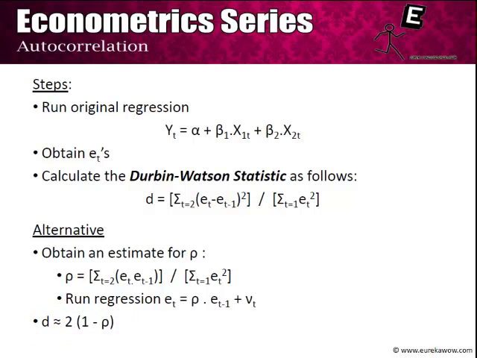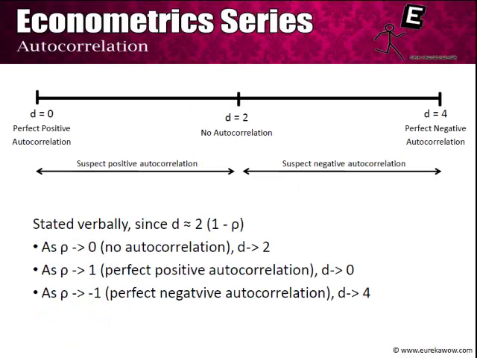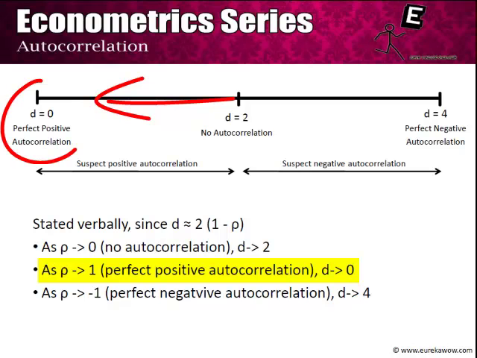So what we obtain is a diagram such as this. Since d is approximately equal to 2 into 1 minus rho, as rho equal to 0, that is as we see no autocorrelation between et and et minus 1, then d tends to 2. Hence, from a scale of 0 to 4, d equal to 2 represents a case of no autocorrelation. As rho tends to 1, that is as we see a perfectly positive autocorrelation, d tends to 0.